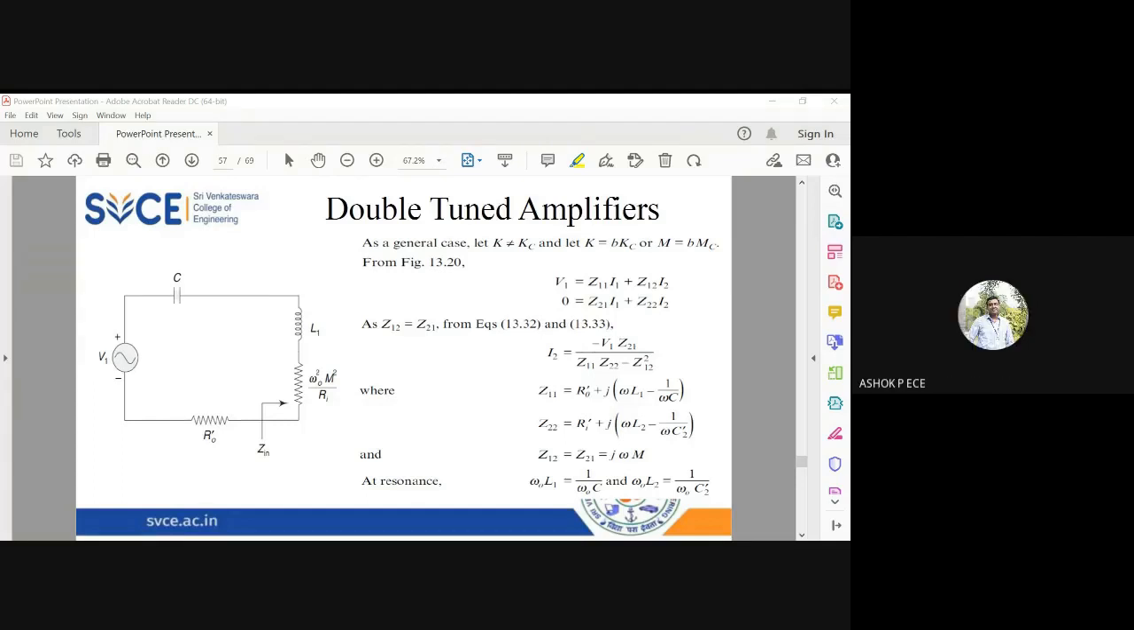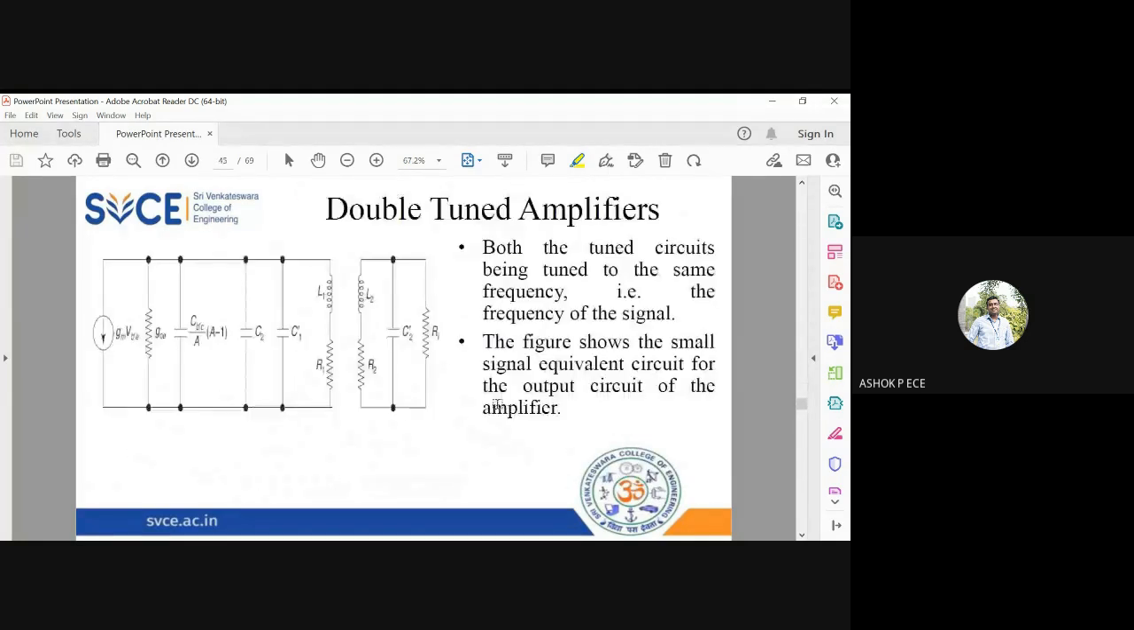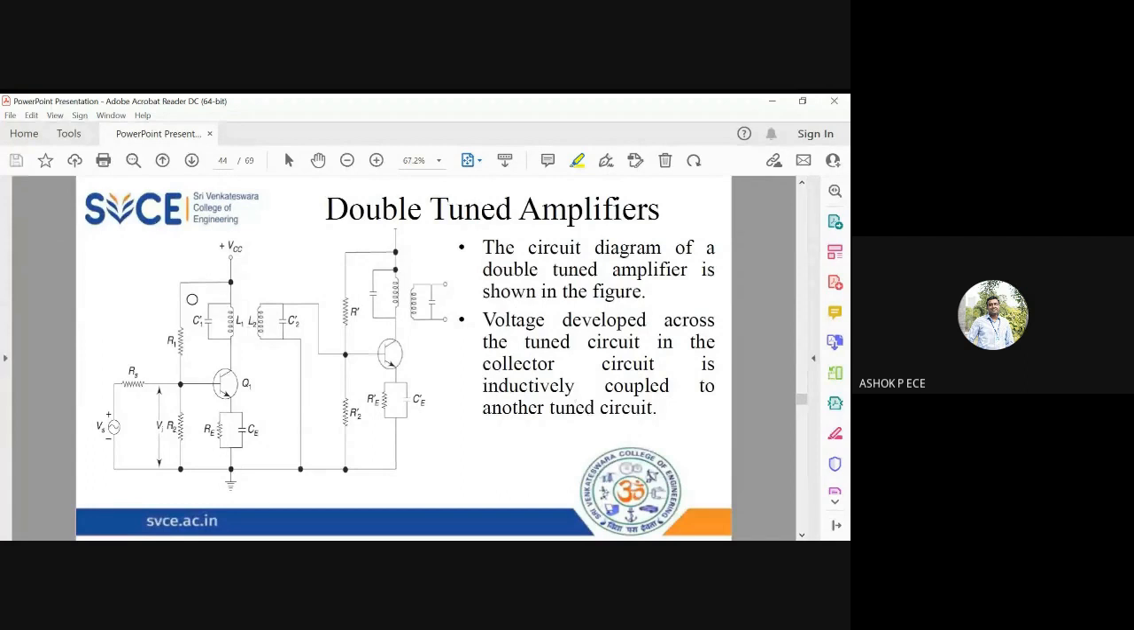So we were seeing about double tuned amplifiers, and I told you the derivation is big, and we are halfway through the derivation. So just to give an introduction about double tuned amplifiers, you will be having a coupled tuned circuit in the collector. So you will be having a pair of inductors and a pair of capacitors. When you have two inductors, generally we replace it with a transformer. So on both sides of the transformer, you will have two capacitors. In the diagram, you can see.